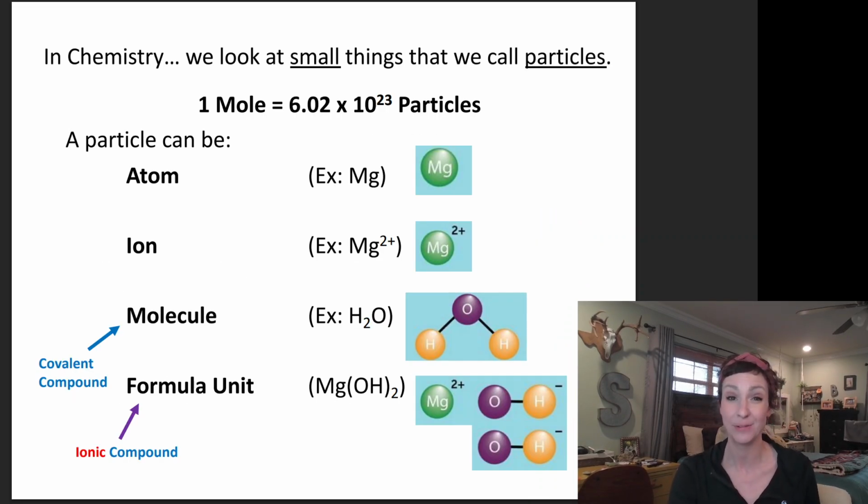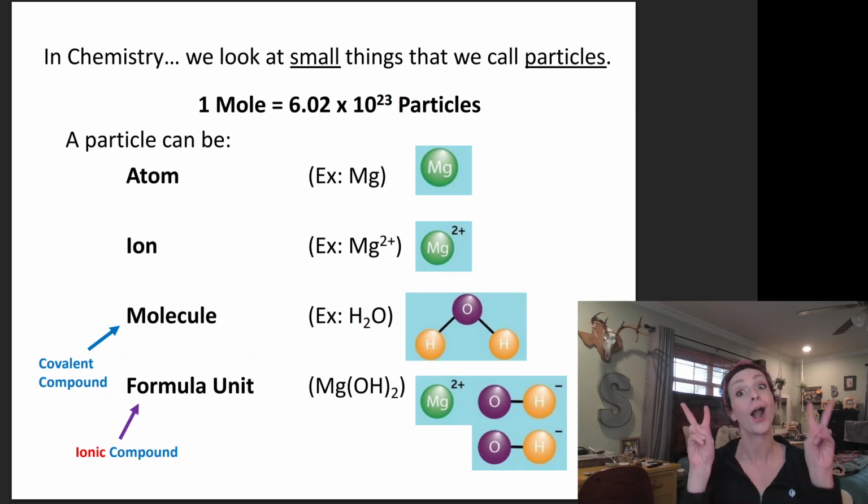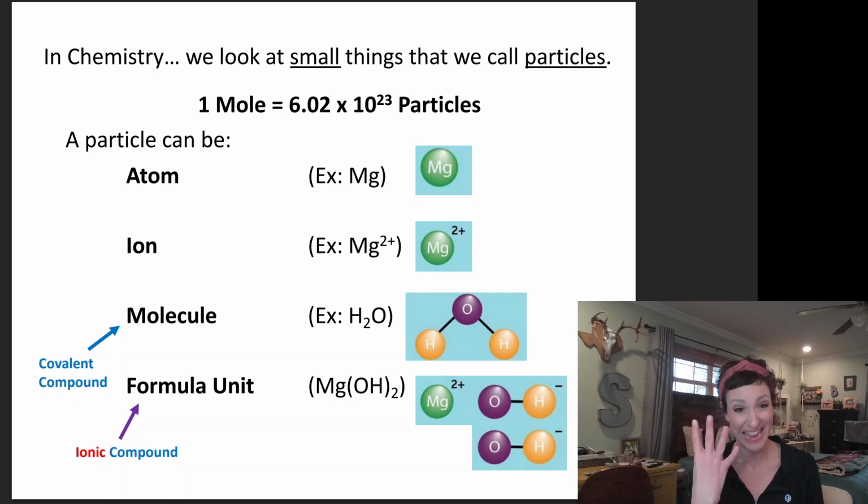But in chemistry, we said we look at the small things, and we call these small things particles. So you'll hear me refer to 1 mole being equal to 6.02 times 10 to the 23rd particles. So particles in chemistry are the things that we look at. Now, a particle can be specified as one of 4 things. It can be an atom, an ion, a molecule, or a formula unit. So let's look at each one of those individual particles and expand on what that actually means.